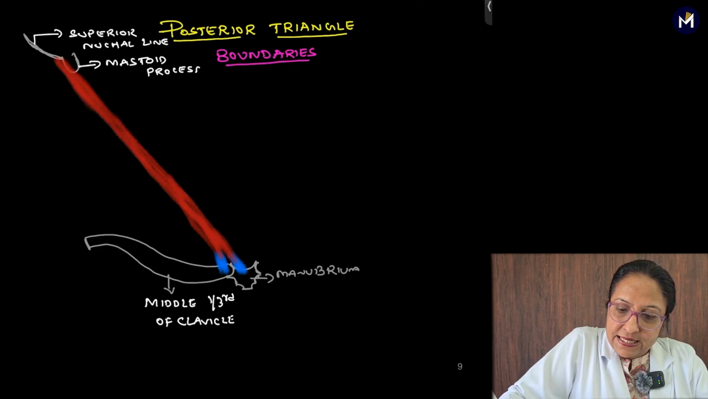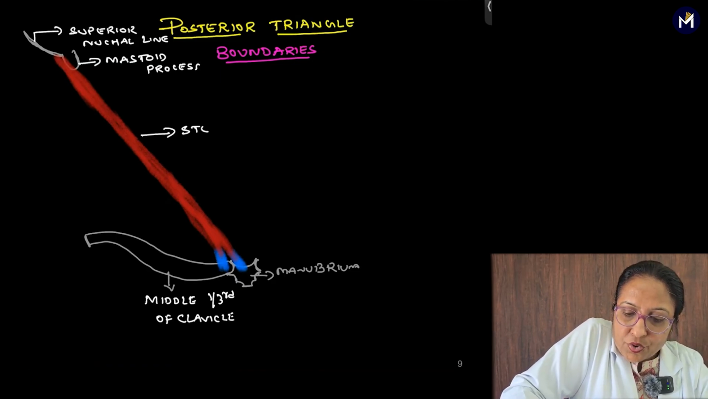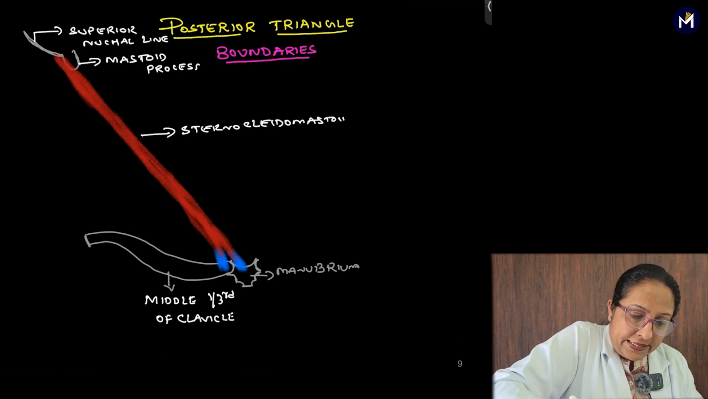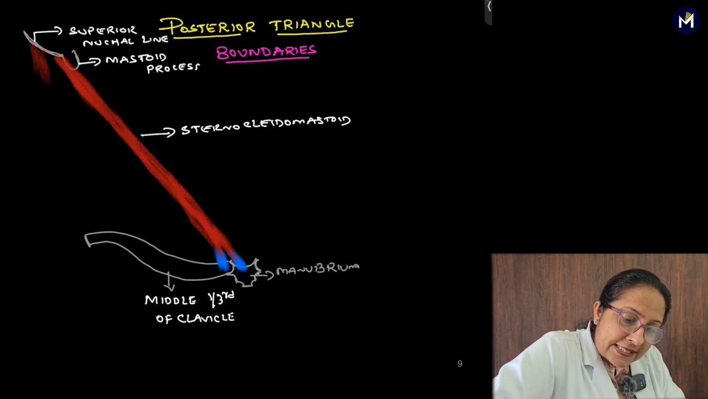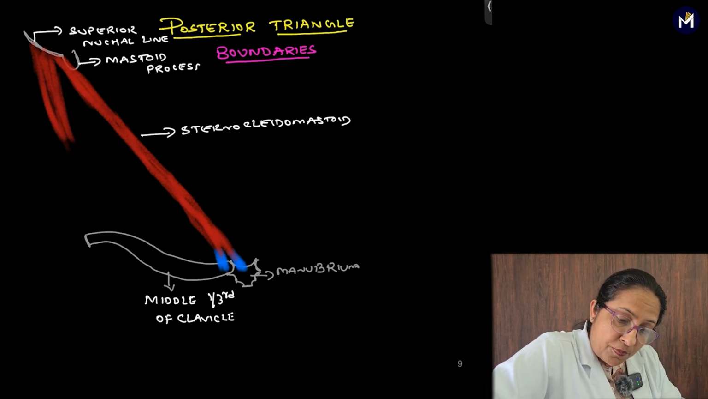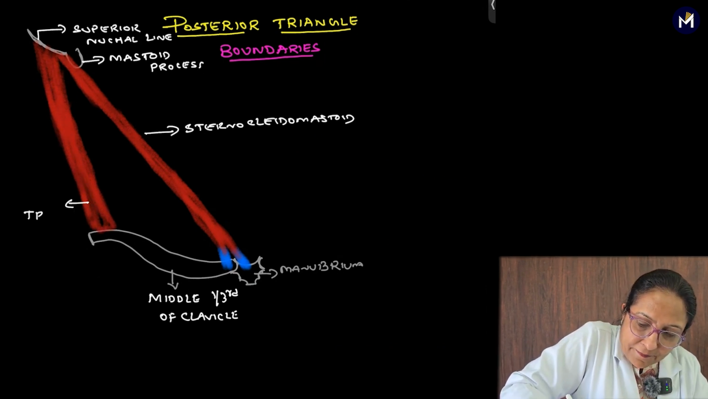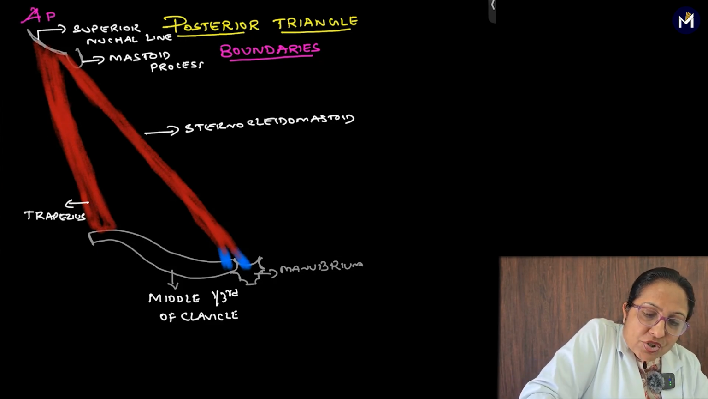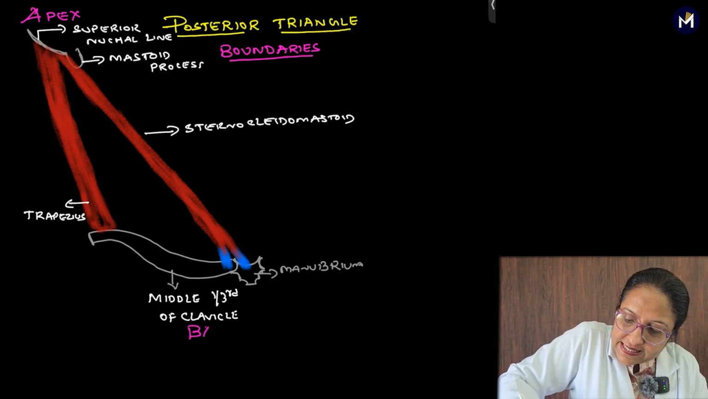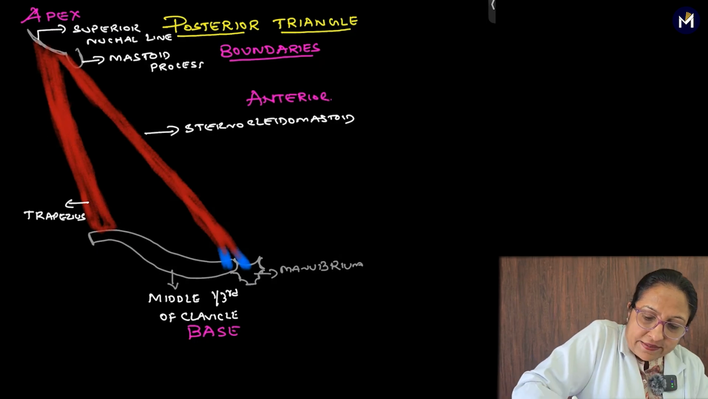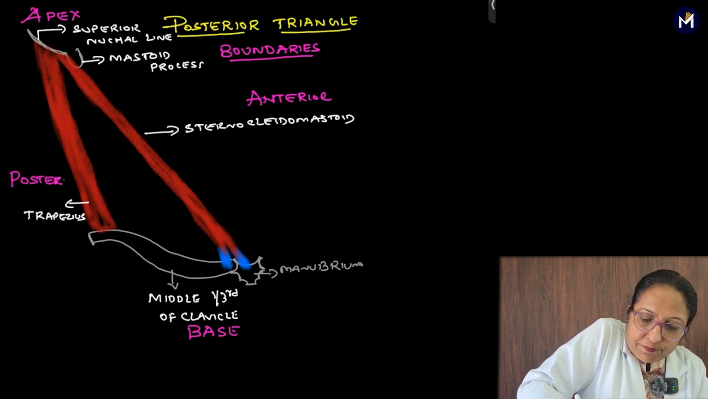So, label this muscle as sternocleidomastoid. Then draw the trapezius, which takes origin from the superior nuchal line and gets inserted to lateral 1/3 of the clavicle. So this is trapezius. So this is the apex of the posterior triangle. This is the base of the posterior triangle. This is the anterior boundary and this is the posterior boundary.